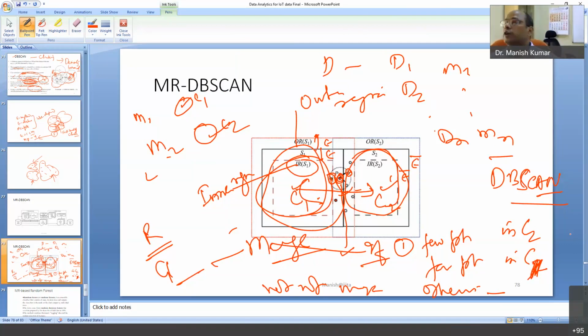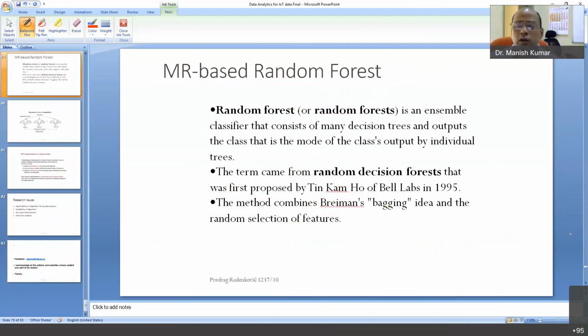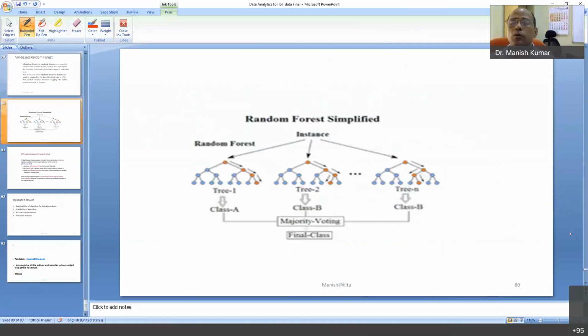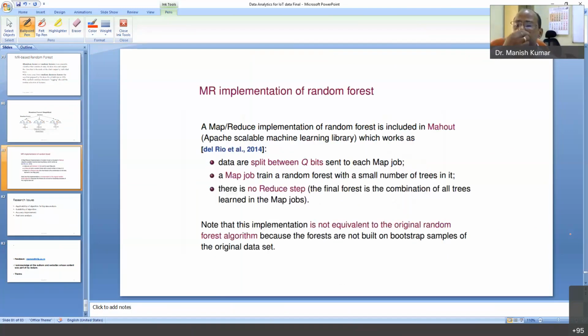I hope this is known to you. Apart from this, there are some MR-based random forests. Since I'm running out of time, I'll not go into this. Simply, when we go for that, a tree can be generated across this, and some voting criteria can be implemented to get a final class. There is one paper which talks about the MR implementation of random forest, and that is very easy to execute, so that is not a problem.